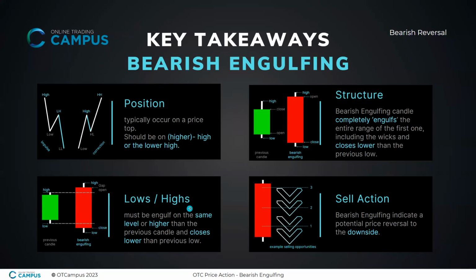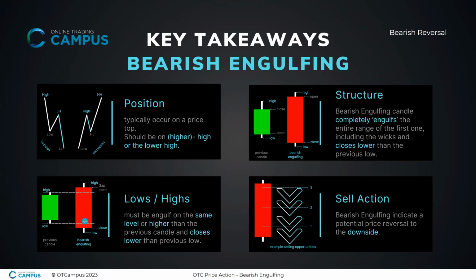Next one will be the lows and highs. The highs must be engulfed at the same level or higher than the previous candle. That means the minimum necessary is that we engulf the same range, the same high as the previous candle. It is not necessary that we move higher. It's fine, it's also a little bit stronger then. It is enough should we only arrive at this high here. Not necessary. Should we move higher, then it's absolutely fine.